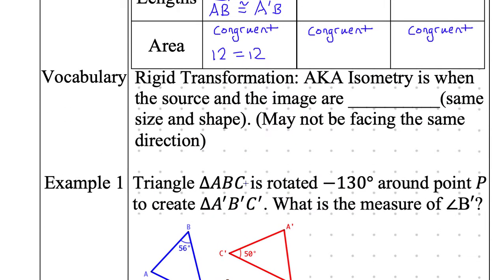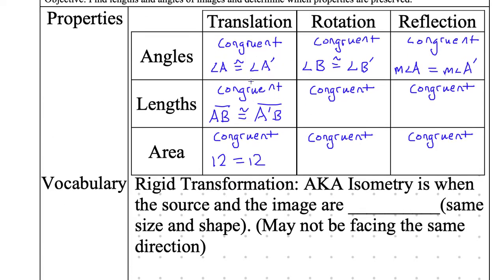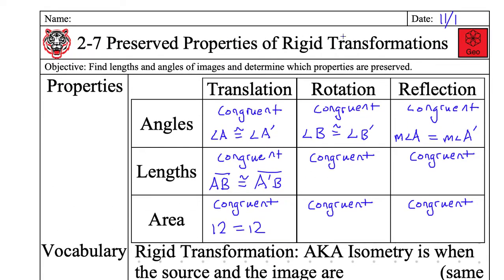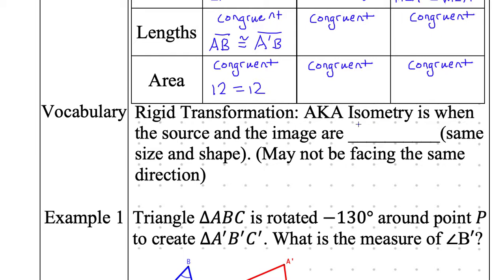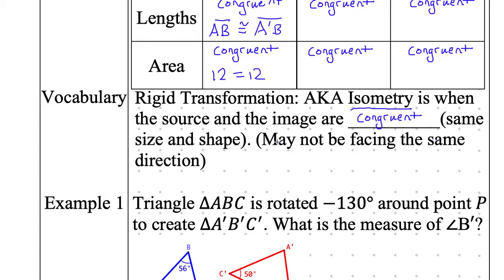Okay, so let's talk about vocab. Rigid transformation. That's the whole idea of today, properties of rigid transformations. It's also known as an isometry, which is a cooler, fancier word. It's when the source and the image, and sometimes the source is called the pre-image, are congruent, which means you have the same size and the same shape. It might not be facing the same direction. Obviously, if you rotate it or if you reflect it, it might not be in the original place. Translations are pretty straightforward, though. They are usually in the same place.